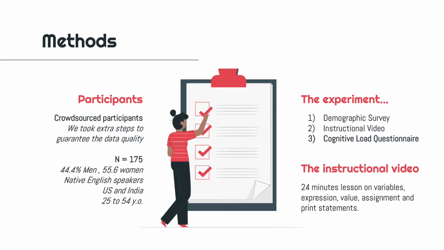The video introduced the concepts of variable, expression, and value, and taught the participants to reason about short fragments of imperative code consisting of assignment statements and print commands. It covered several short example programs, explaining the code constructs and tracing each program's behavior in detail. Finally, participants completed Morrison and colleagues' cognitive load questionnaire.